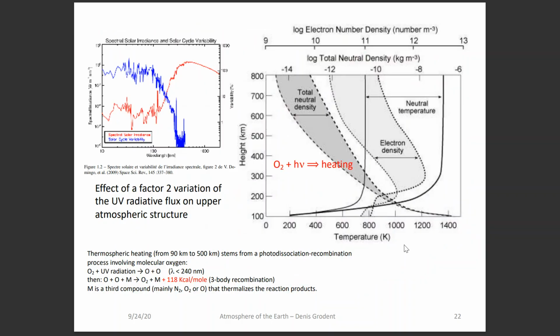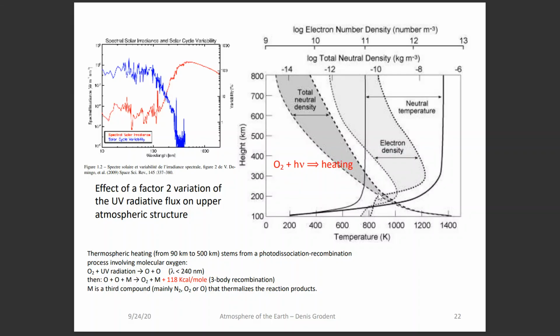So the sun's variability has an effect. In the very high atmosphere, in the heterosphere and thermosphere, the photodissociation of molecular oxygen liberates heating that depends highly on the most energetic UV photons. When we have high solar activity, the temperature can increase a lot, nearly doubling from 700 to 1400.